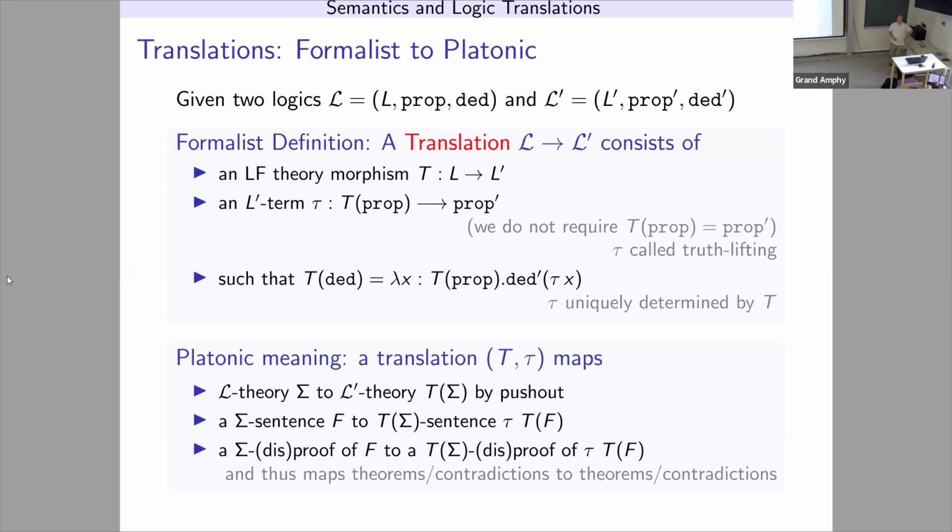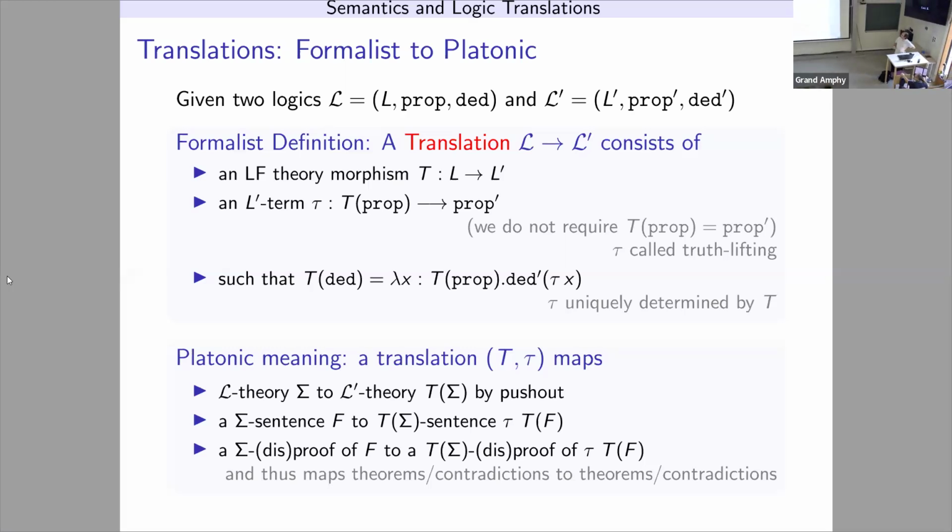Now logic translations. Let's say we have two of these logics. I'm going to use an unprimed and a primed one. We have to define what the translation is. It's going to be a theory morphism from L to L prime. So I need a theory morphism T up here. That's going to be my logic translation.